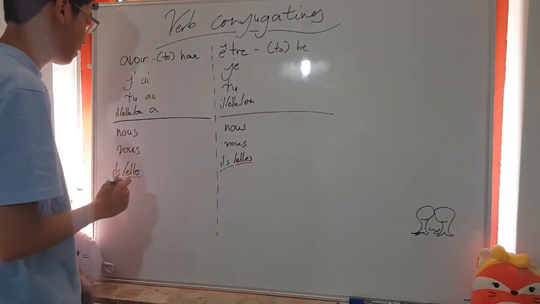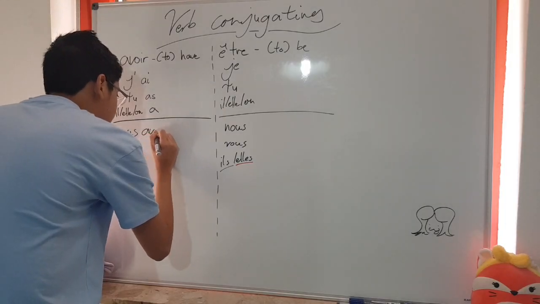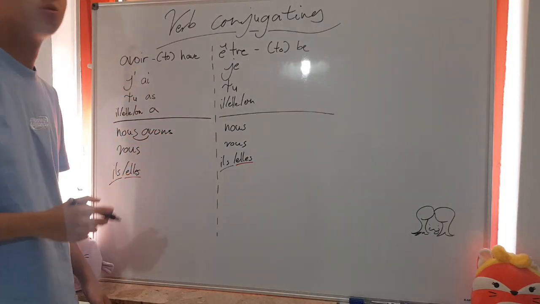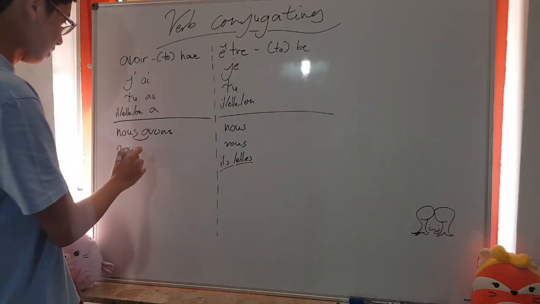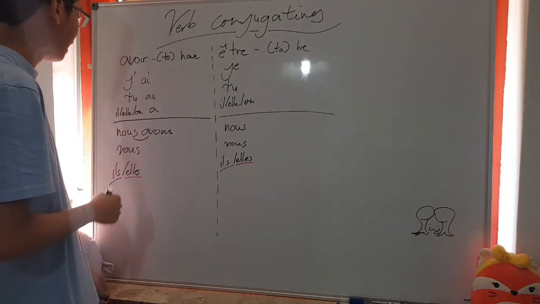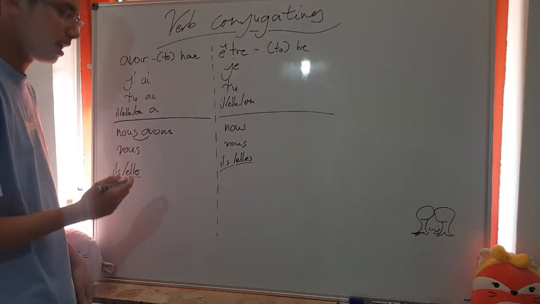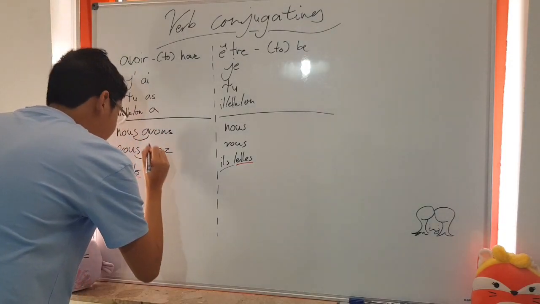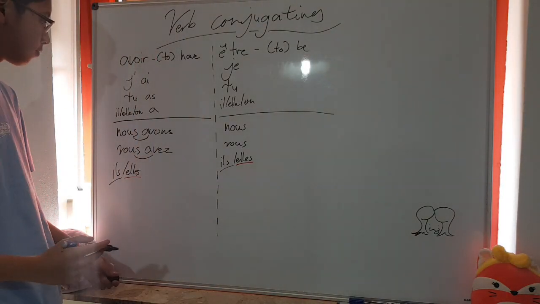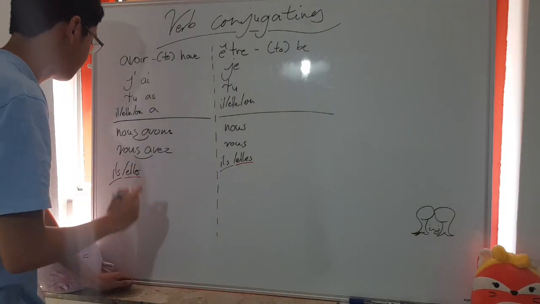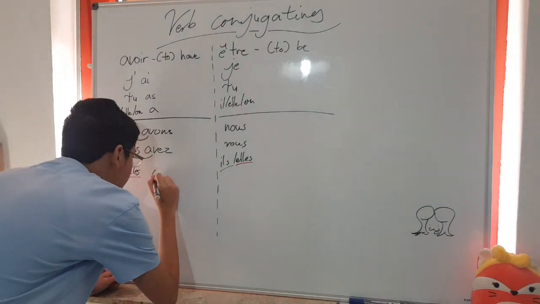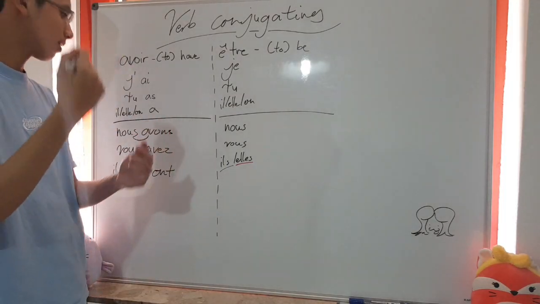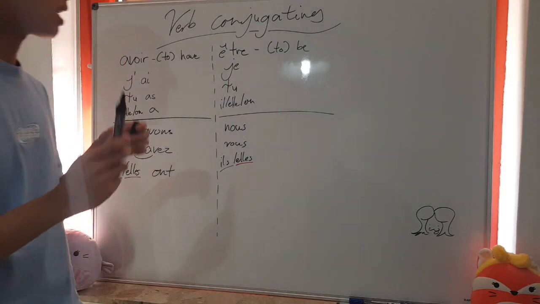For nous, we have nous avons, which is important to say, by the way. And then for vous, we have vous avez. The last one, we have il, elle, on. Now, let's move on to the next verb.